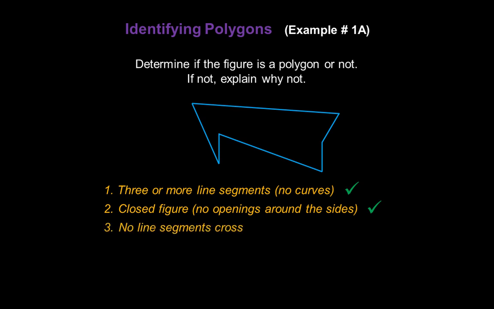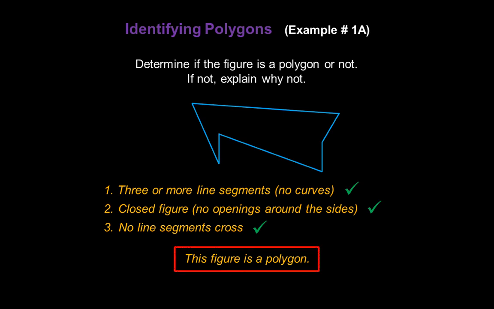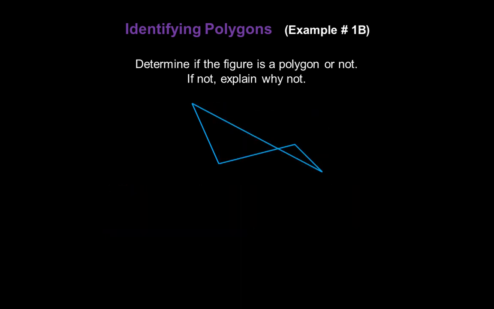Finally, there have to be no line segments that cross. This figure also meets that requirement. So this figure is a polygon. Take a look at this figure. Is it a polygon? Requirement number 1 says there have to be three or more line segments with no curves. We meet that requirement.